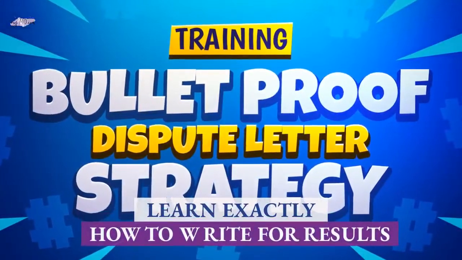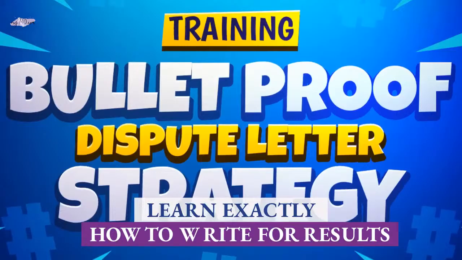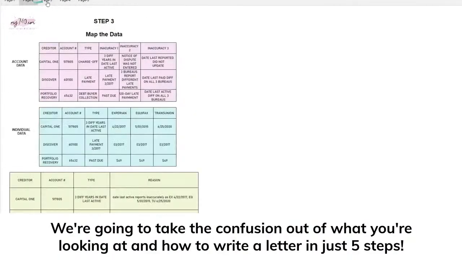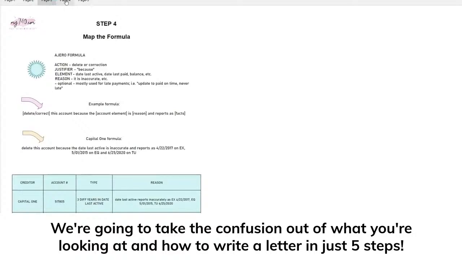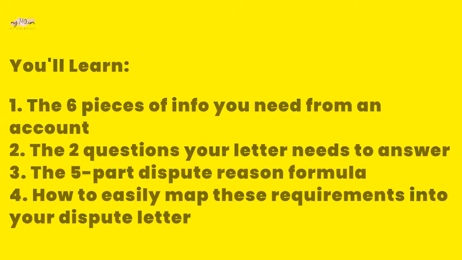Today, we're going over a bulletproof dispute letter strategy, and you're going to learn exactly how to write your letters for results. We're going to take all the confusion out of what you're looking at on your report and how to write a letter in just 5 steps. You're going to learn the 6 pieces of info that you need from your account, the 2 questions your letters need to answer, and the 5-part dispute reason formula, as well as how to easily map these requirements into your dispute letter. All right.